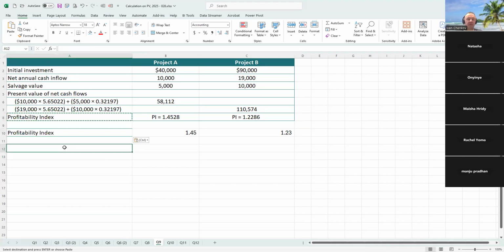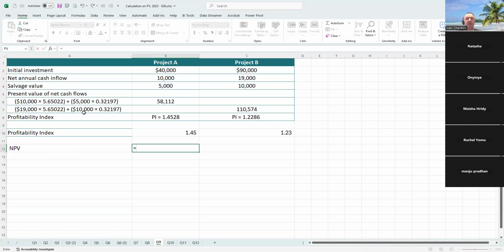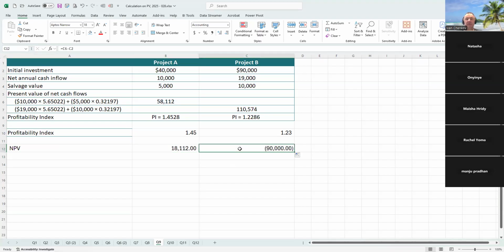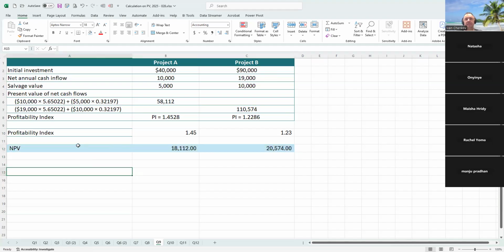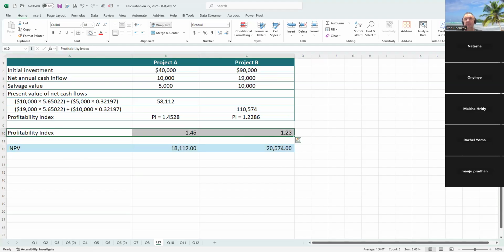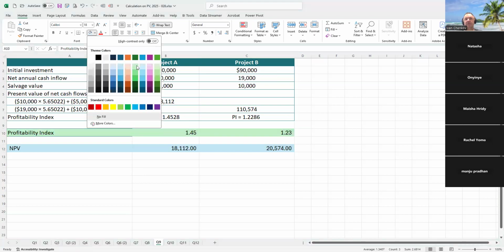Right. Let's compare the net present value. What will be the net present value? That will be simply the present value minus initial investment. In the first case, we have 18,000. The second case, we don't know how much we have. We're going to get this one minus the 90,000. Which one has the highest net present value? B. Are we going with the highest net present value?